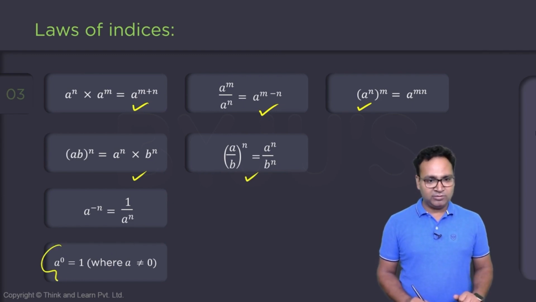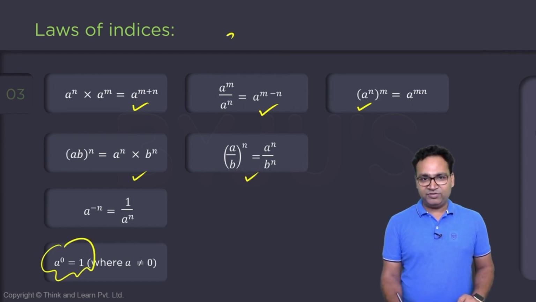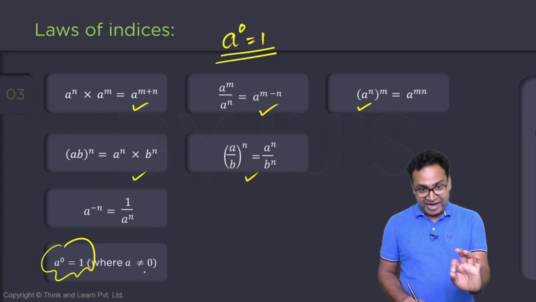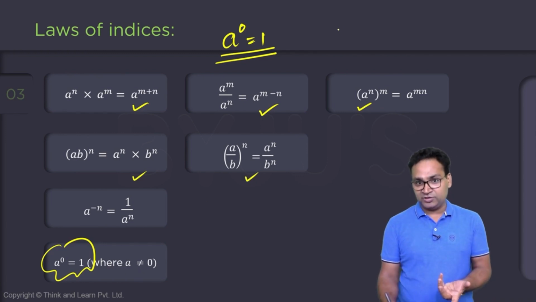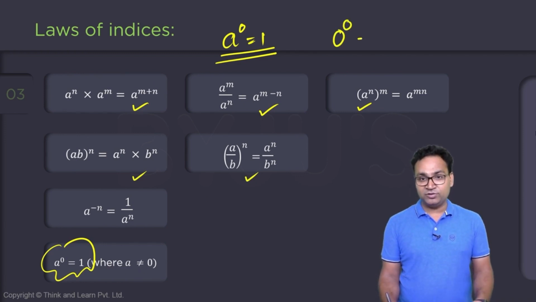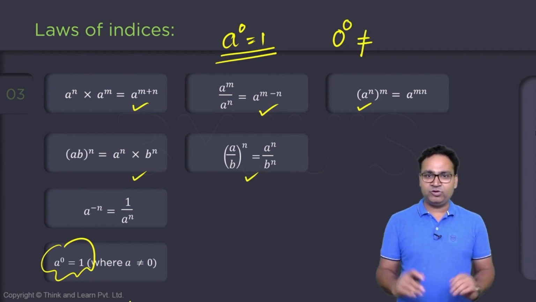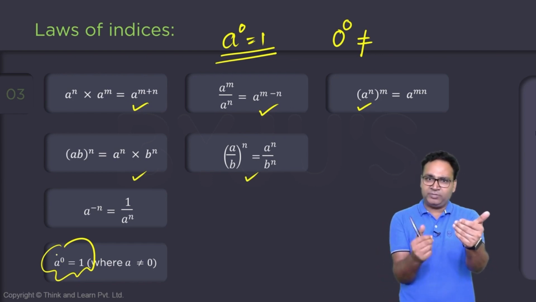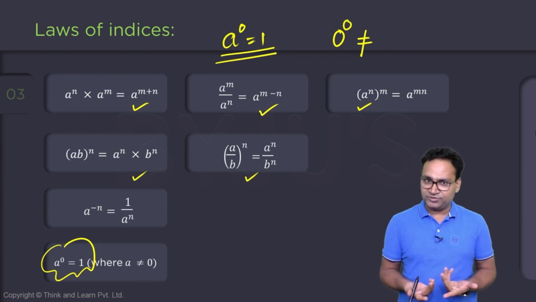Now let's talk about this a power 0. Everyone knows a power 0 is always 1. Okay, let me explain why it is written a is not 0. Because 0 power 0 is not defined. 0 power 0 is not defined. So whenever I am saying a power 0, it is but obvious that a is not 0.